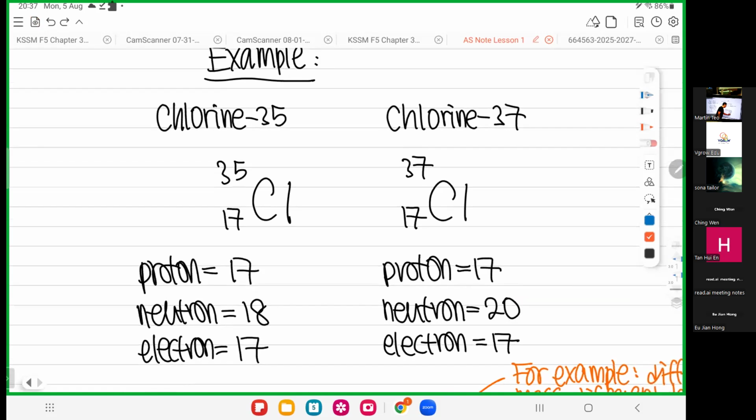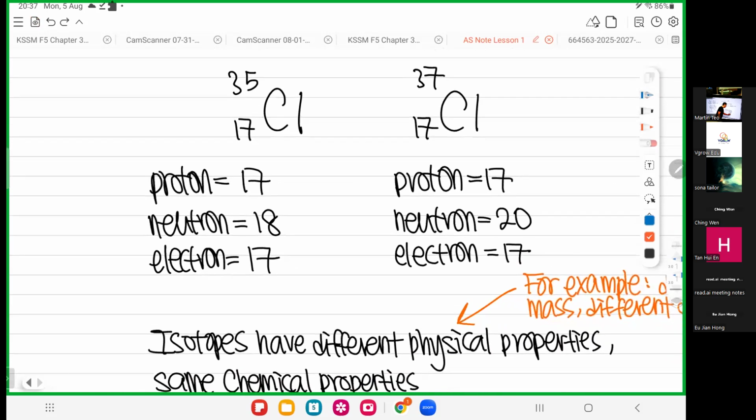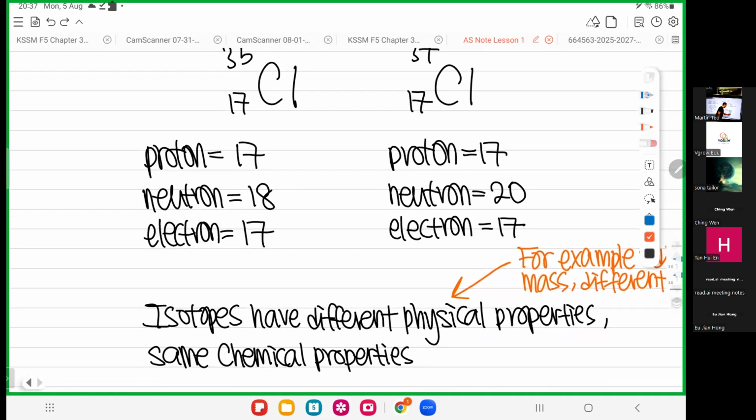Okay, next one. All of you must know isotopes have different physical properties but the same chemical properties. I hope everyone here knows the differences between physical and chemical properties, because something quite sad, a lot of students, a few weeks before their final exam, before their SPM, before their IGCSE exam, still don't know the differences between physical and chemical properties. So can we do a one minute revision on that?